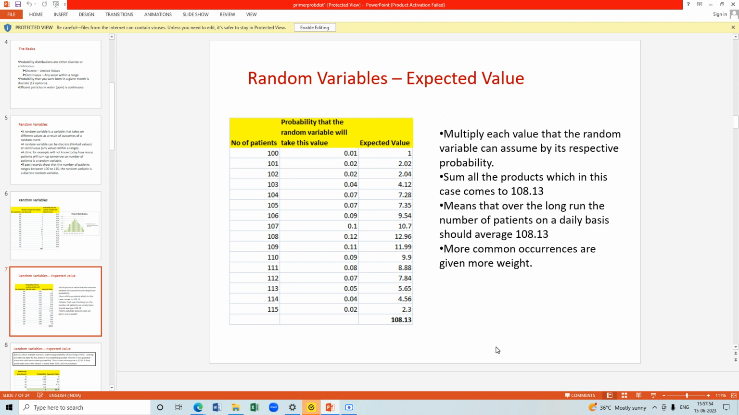What does this mean? It means that over a long run, the number of patients on a daily basis should average about 108.13. One thing to keep in mind is that more frequent, common occurrences are given more weight.